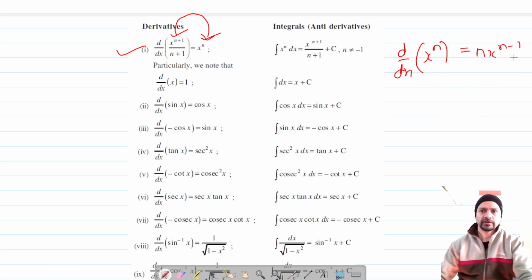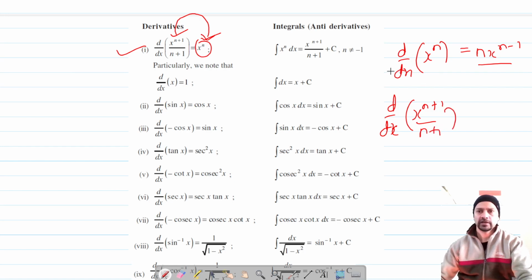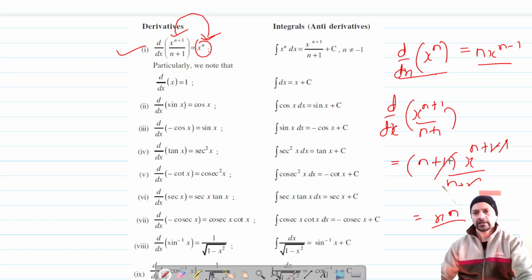n into x raised power n minus 1. But to get this as the primitive function, we will have to differentiate this, that is x raised power n plus 1 upon n plus 1. And if we use this formula on this, that should give me n plus 1 into x raised power n plus 1 minus 1. And this n plus 1 is constant, this gets cancelled, which gives me x raised power n.